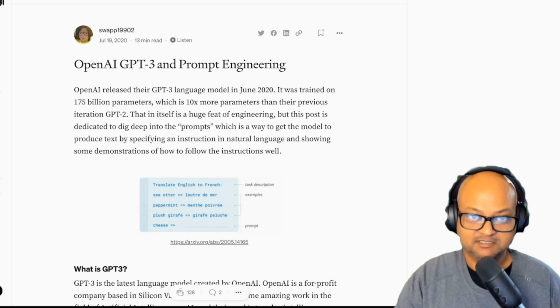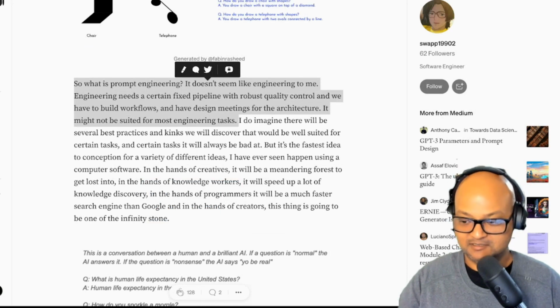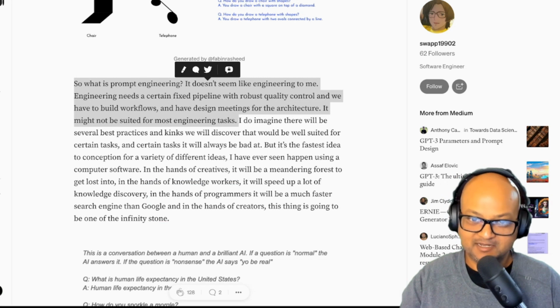I came across this great piece that talks about prompt engineering specifically with GPT-3. This is a great article with a lot of examples of prompt engineering. But just to quote, "It doesn't seem like engineering to me. Engineering needs a certain fixed pipeline with robust quality control, and we have to build workflows and have design meetings for the architecture. It might not be suited for most engineering tasks." End of quote. So I think the missing element to call prompt engineering is quality evaluation.